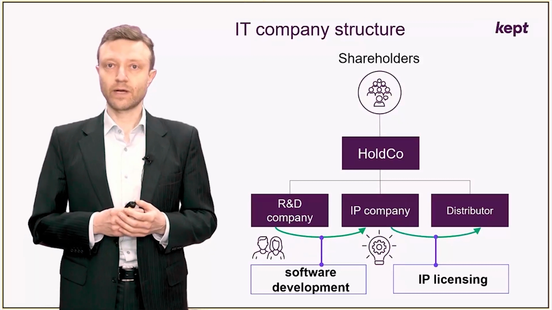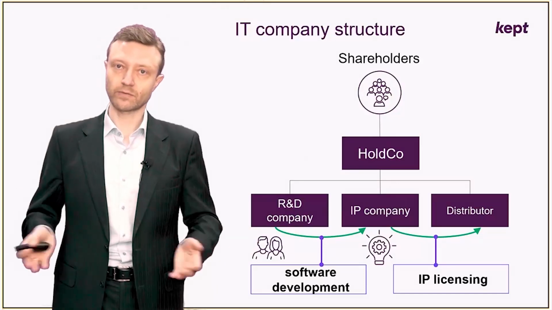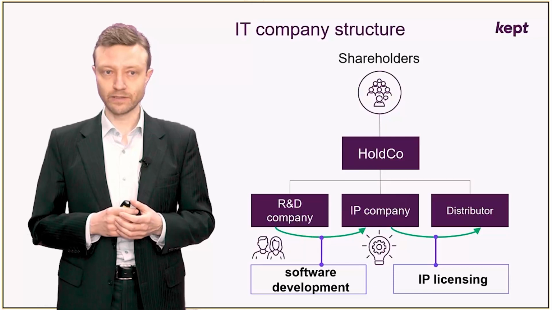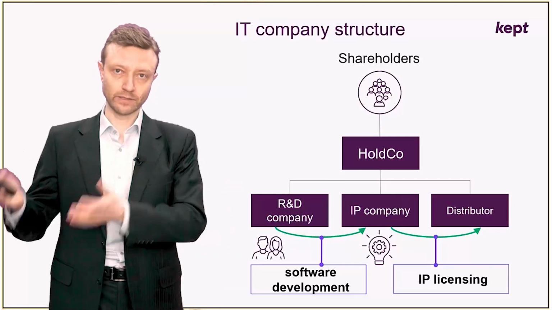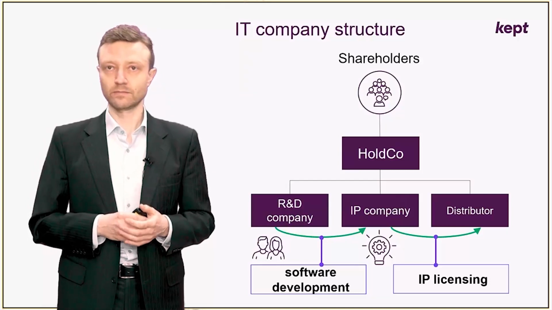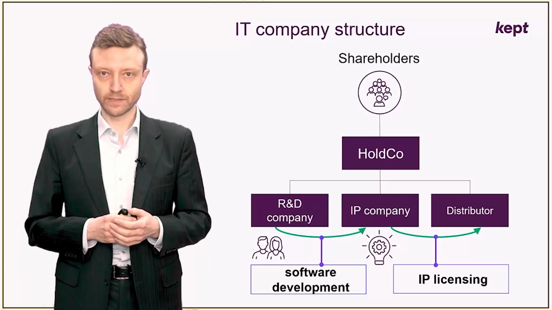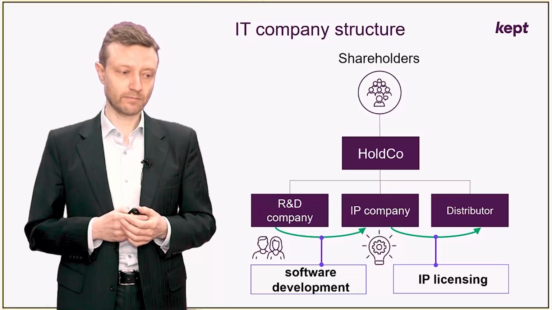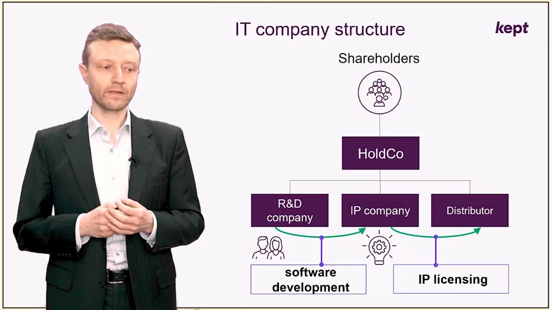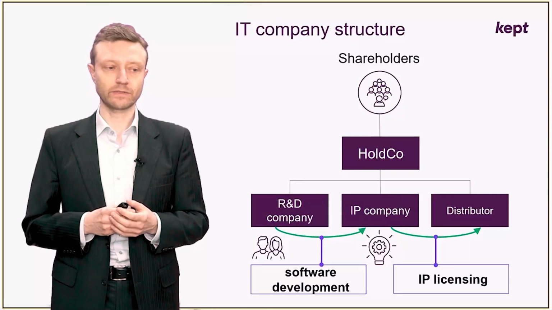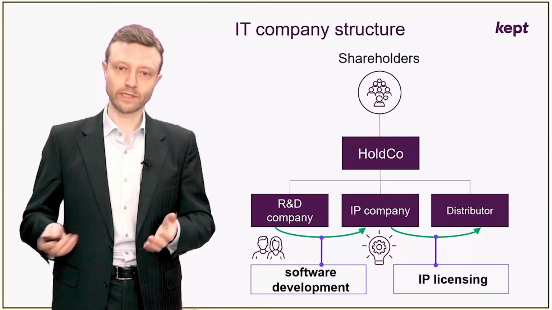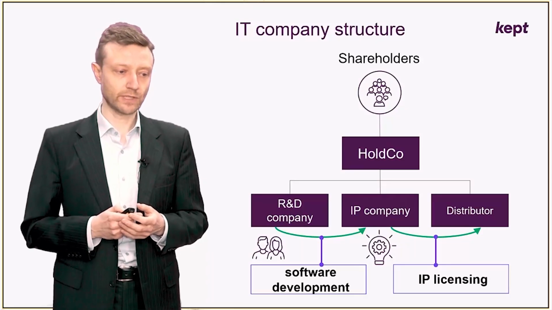And then there is a distributor, or there are distributors in various countries that license the IP developed by the R&D company and owned by the IP company, and they provide licenses or products based on the developed intellectual property, the developed software. Again, here we can see different transactions, cash flows between the companies, and they all have tax consequences, and there are tax efficiency considerations to be looked at.